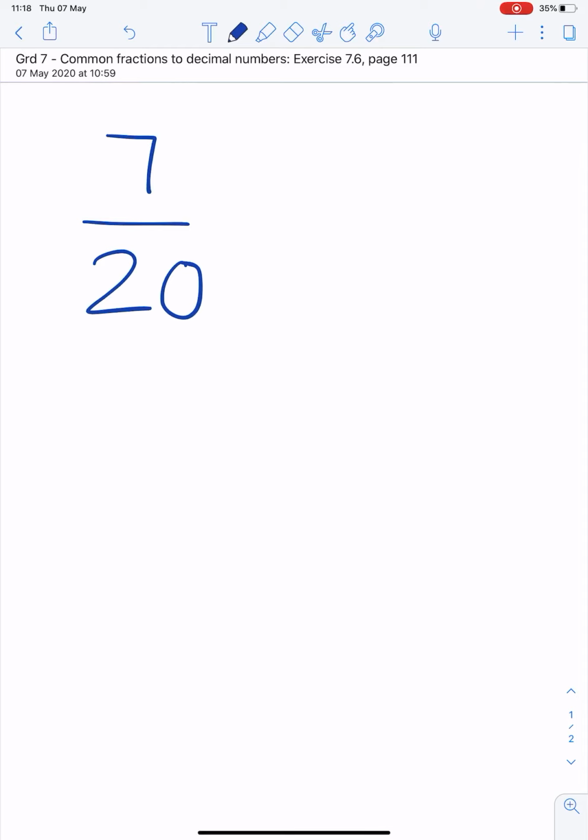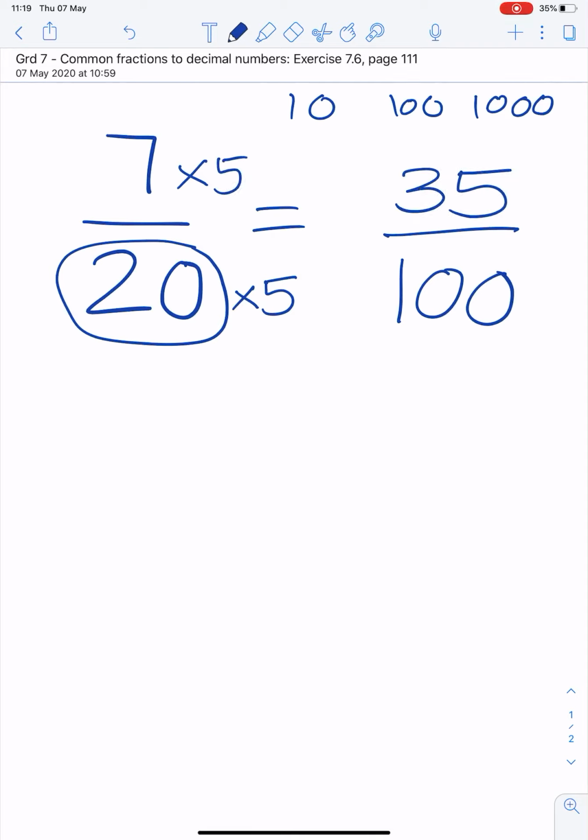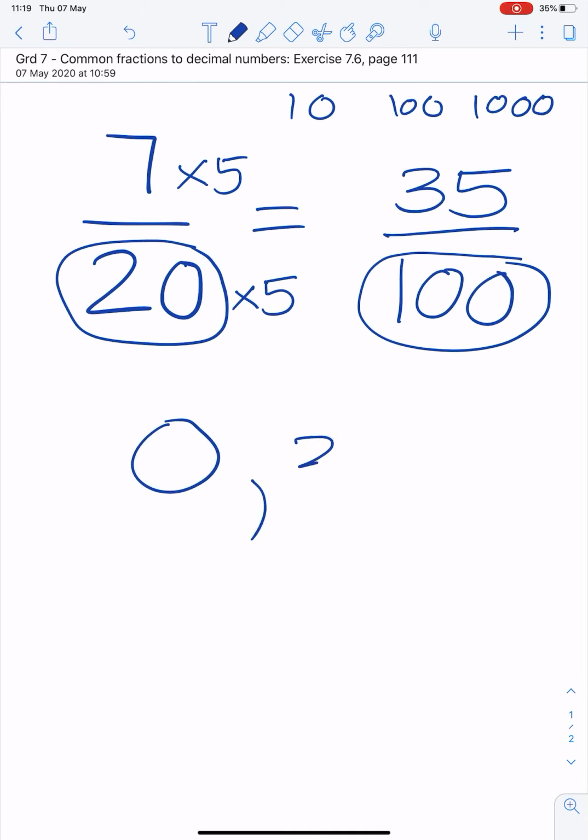Last week, we changed common fractions into decimals. And what we needed to do was to get a denominator of either 10 or 100 or 1,000 so that we could place them in those columns. 20 does not have its own column, so we decided that we needed to times that by 5 in order to get 100. And what we did to the bottom, we did to the top. Now we know that our number needs to end in the hundredths column. This is the tenths column, this is the hundredths column. And our number ends in the hundredths column.